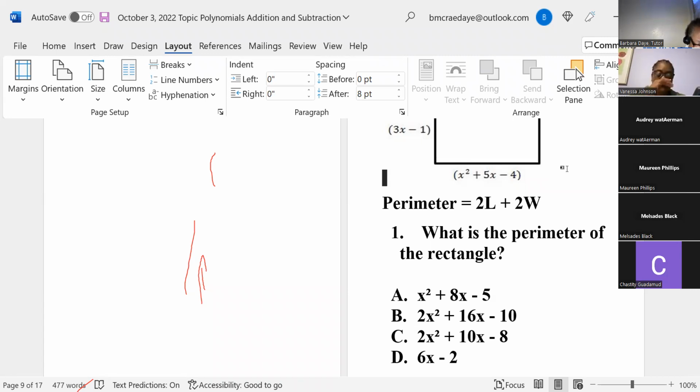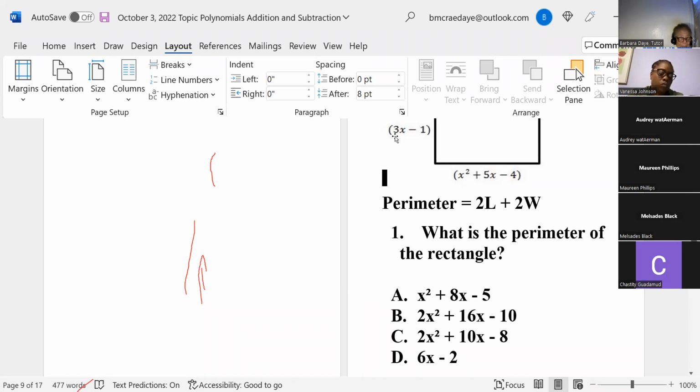You said to multiply. Now you can call either one. You could call this width and this length. In other words, this could be L, this could be W, or this could be L and this could be W. It doesn't matter, as long as you multiply them by 2 and then add.